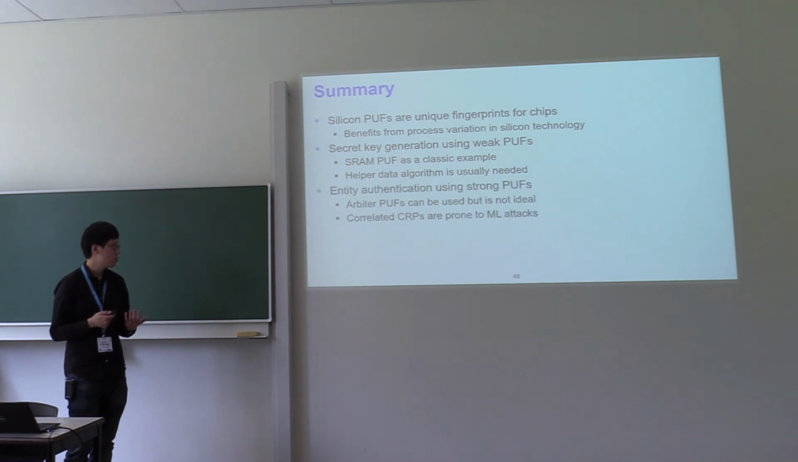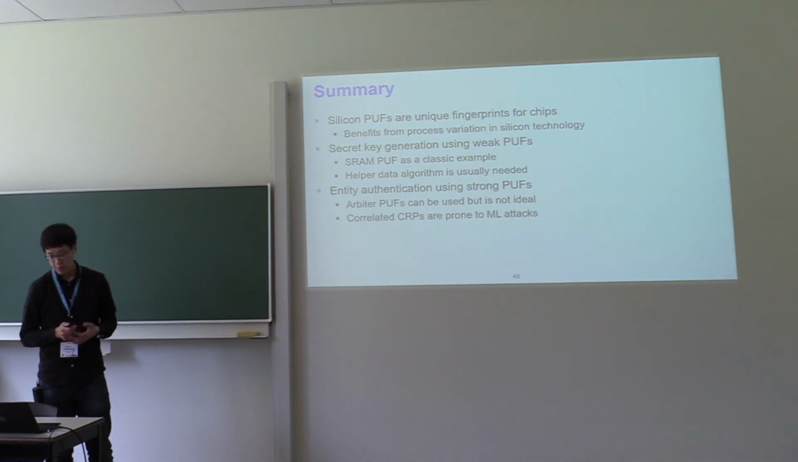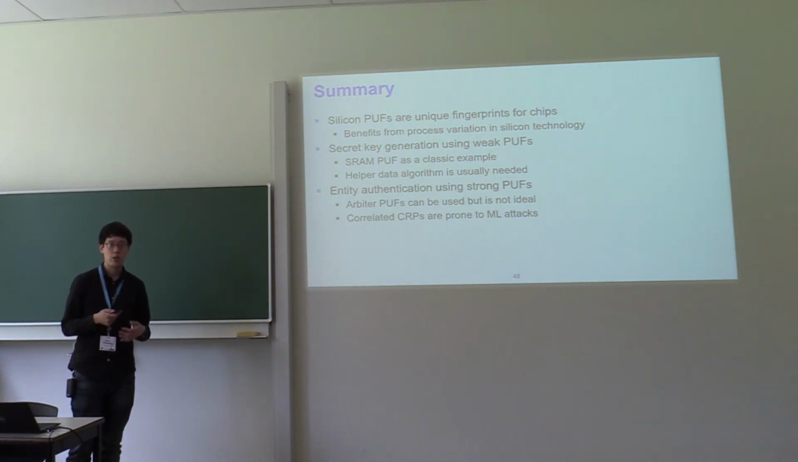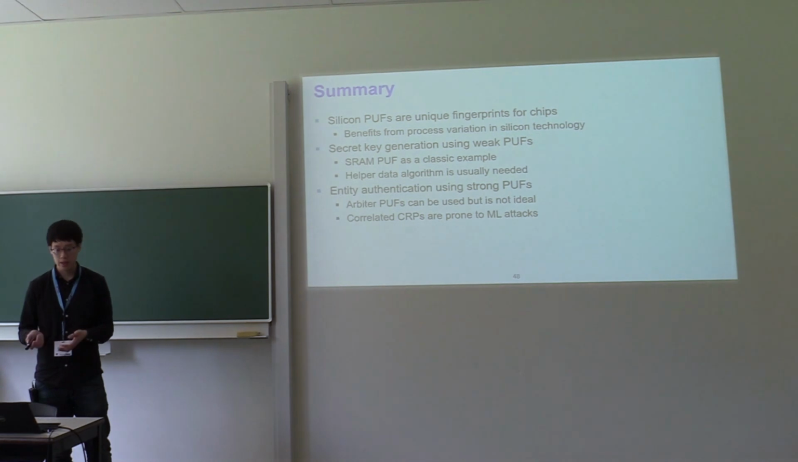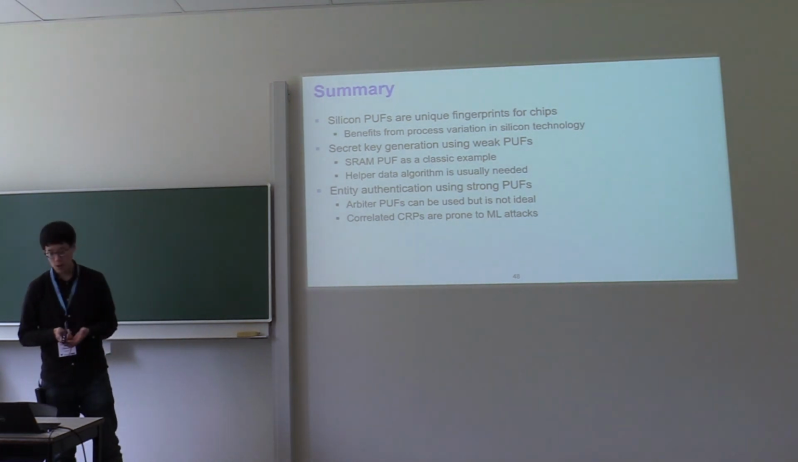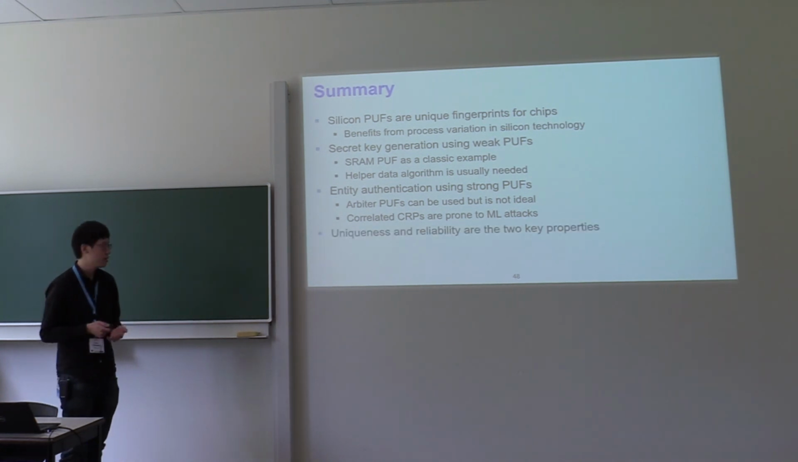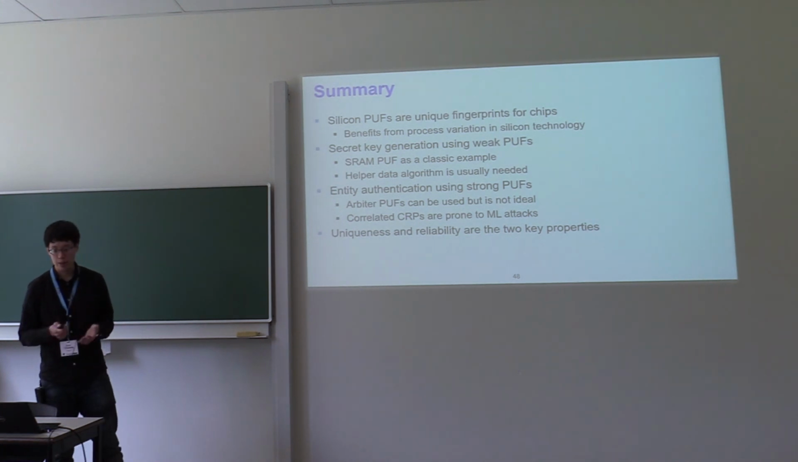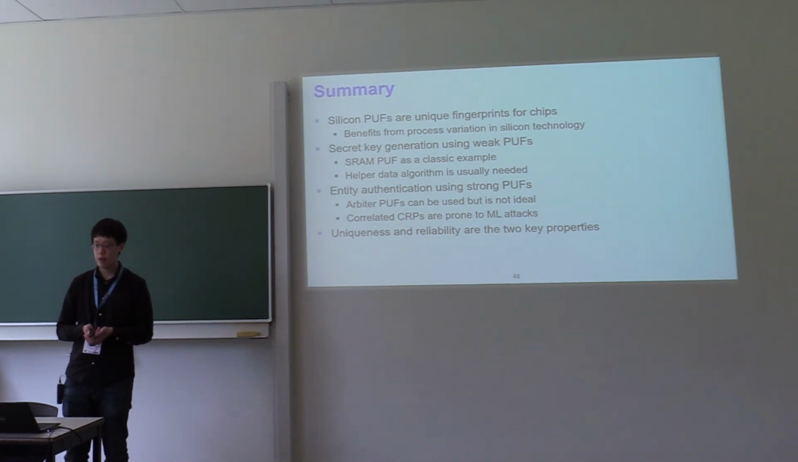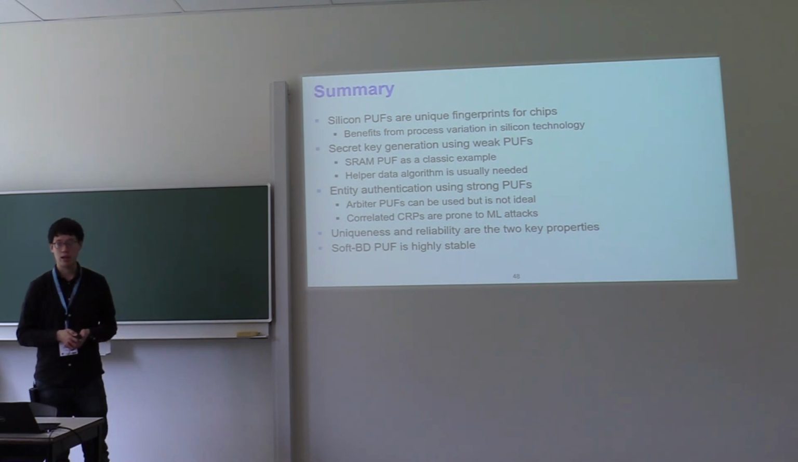And we also introduced how entity authentication can be done using the SRAM PUF, but the Arbiter PUF, which is widely used, is actually not the ideal case. The correlated challenge response pairs are prone to machine learning attacks. And uniqueness and reliability are the two main key properties for PUFs. And finally, we have introduced a design example which is highly stable.